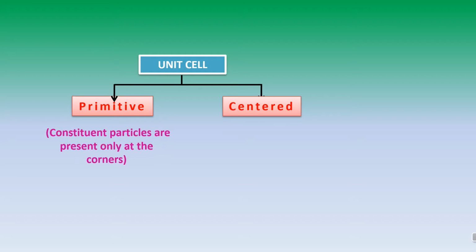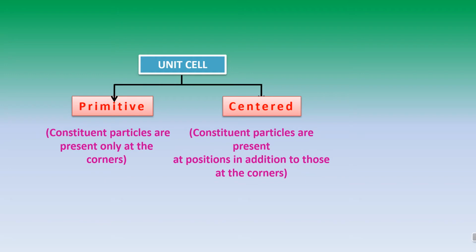In the primitive unit cell, the constituent particles, which may be ions, atoms or molecules, are present only at the corners. In the centered unit cell, the constituent particles are present at the corners as well as some other positions called centered positions. That means in the centered unit cell, the constituent particles are present at the corners, and in addition to that, there are some atoms at the centered positions.